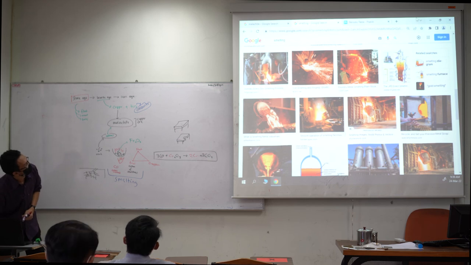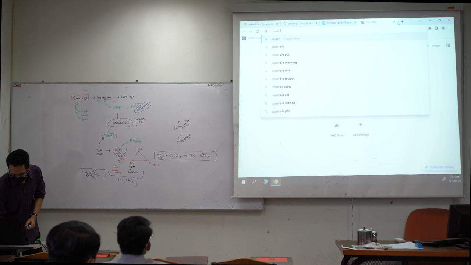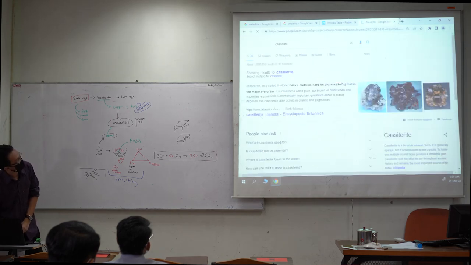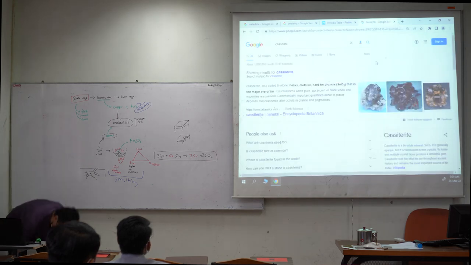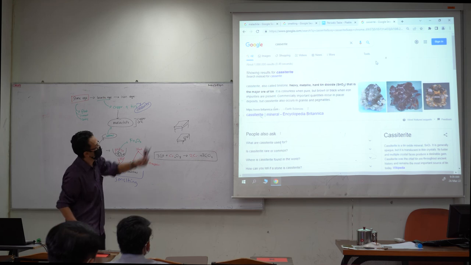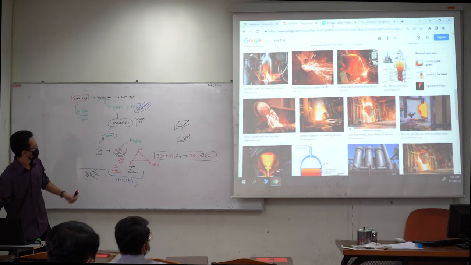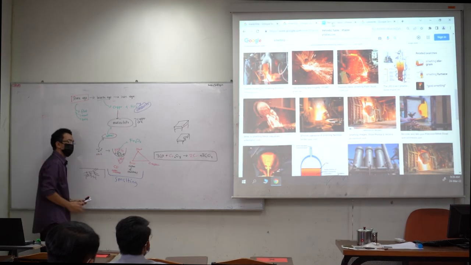Do you know the name? Cassiterite, the stone. Right? So basically same as copper, you need to do the same thing. It's the major ore of tin. So that's the thing. Now, the problem with tin and copper is that even though it's easy to make, it's not easy.